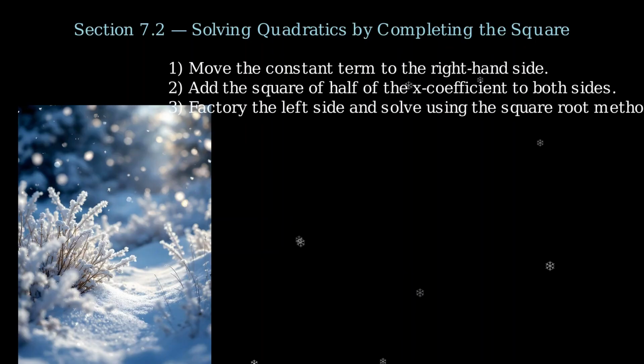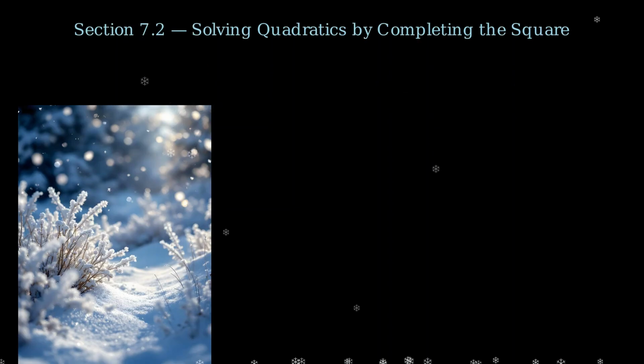Now let's apply our techniques to solve an actual quadratic equation by completing the square. First, take the constant term onto the right-hand side of the equation. Second, convert the left-hand side to a perfect square trinomial by adding the square of half the coefficient of x to both sides. Third, rewrite the left side as a perfect square and solve using the square root method.